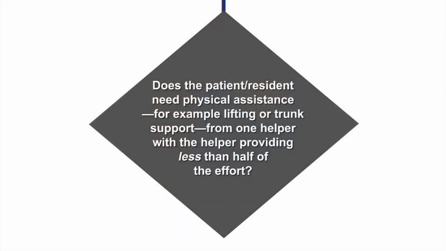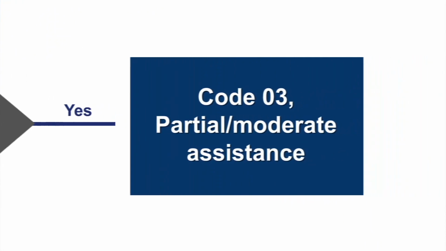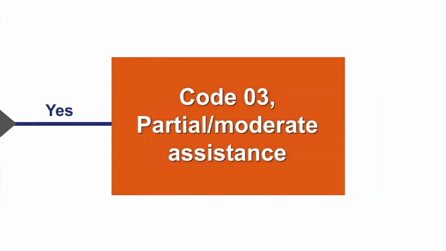In this example, Mrs. Jones needs physical assistance with the helper providing less than half of the effort, so you would code this 03, partial moderate assistance.